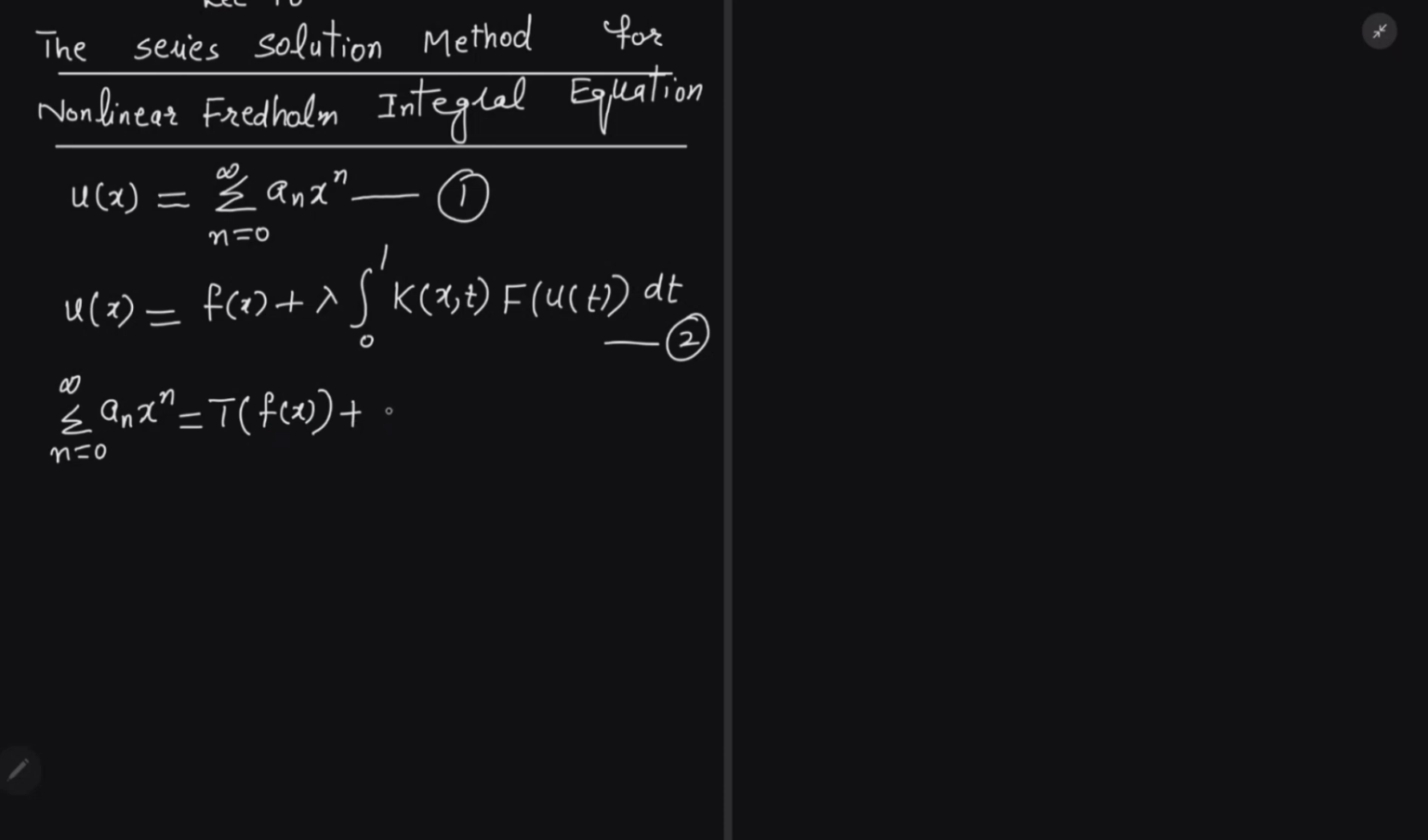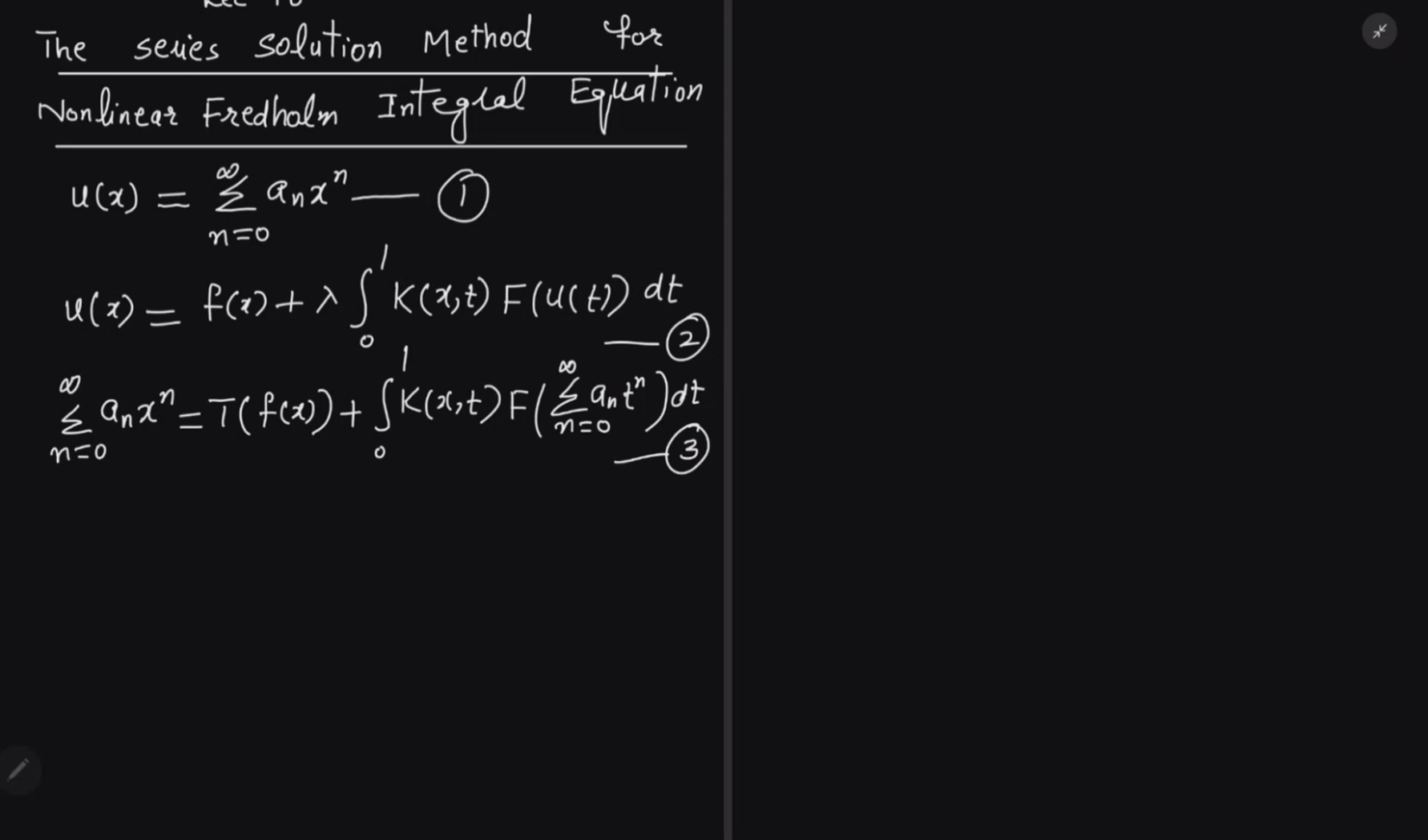So we write the Taylor series of f of x, plus, and also suppose that lambda is equal to 1 for simplicity, integral from 0 to 1 of k(x,t), and there will be a function of u, so suppose that function is of u of t. So we replace this u of t with this series, sum of a_n t^n, dt. This is equation number 3.